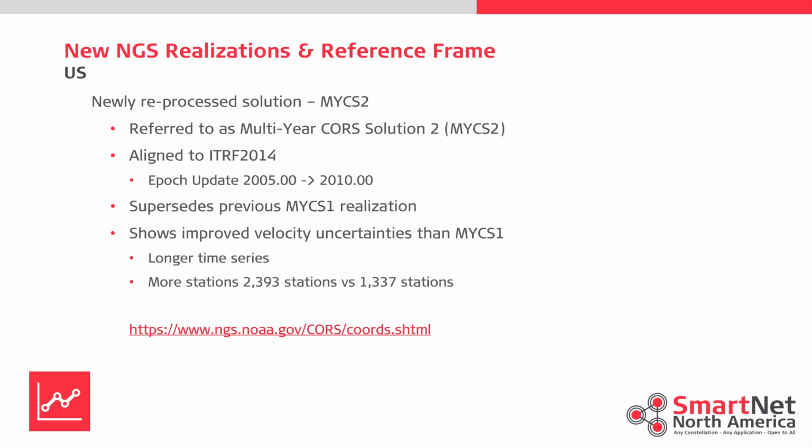This supersedes the previous MYCS1 realization, so we're moving a step further, and it does show some improvements in velocities over MYCS1 because you have a longer time series and more stations, roughly 2,400 versus 1,300 stations, so you get less velocity uncertainty with the new solution. This is also one of the reasons that we're updating, because of the changes in velocities. And again, we'll talk about this more in detail.